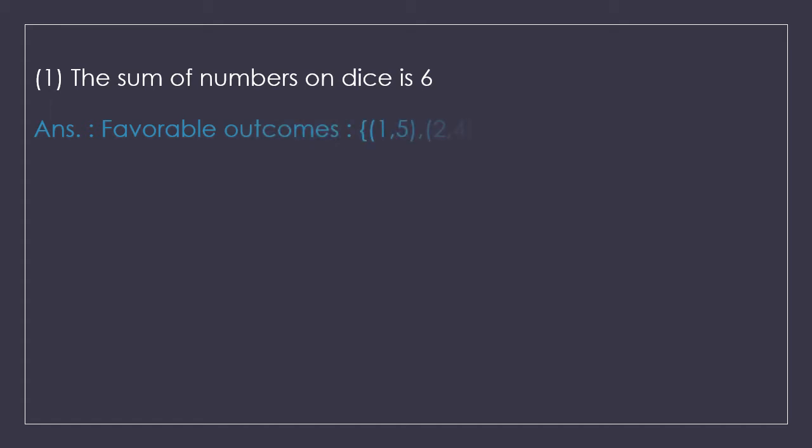Moving on with the first question, the sum of numbers on the dice is 6. So looking at our total outcomes, we will know that there are 5 outcomes with the sum of numbers on dice as 6, that is 1 5, 2 4, 3 3, 4 2, 5 1, that is a total of 5 outcomes. So the probability will be 5 upon 36. There is no chance of simplification here, so just let it be.